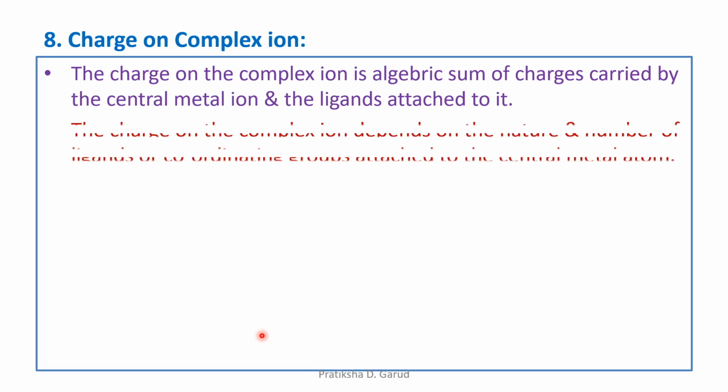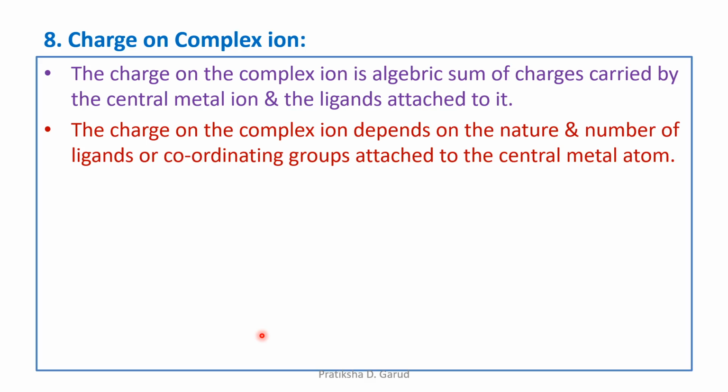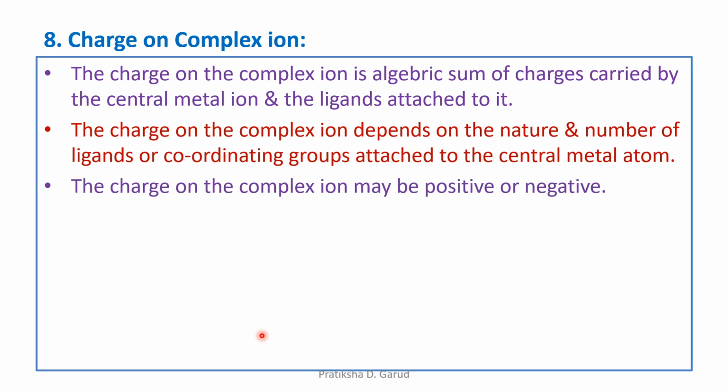The charge on the complex ion depends upon the nature as well as the number of the ligands, or we can say the coordinating groups, which are attached to the central metal atom or ion. The charge on the complex ion may be positive or negative. So let's see some examples.